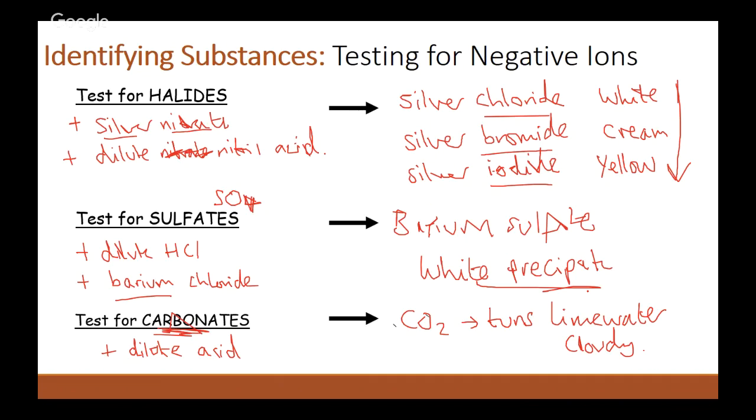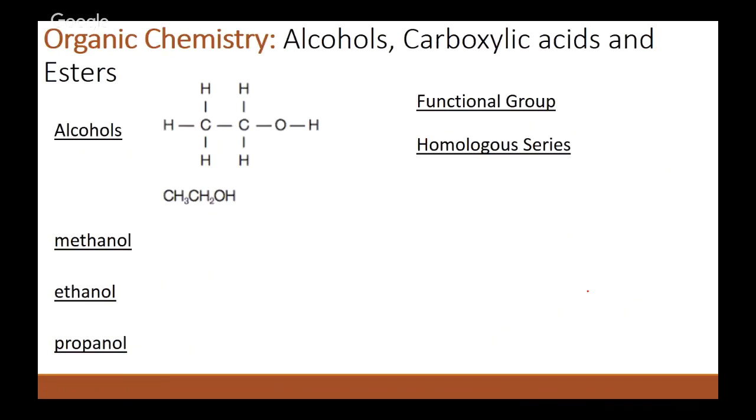Final topic you'll be pleased to hear is all about organic chemistry. So when we mean organic, we talk about things with carbon in it, so alcohols, carboxylic acids, and esters. Alcohols, first of all, then, they have an OH functional group. You need to recognise this on a molecule of an alcohol.